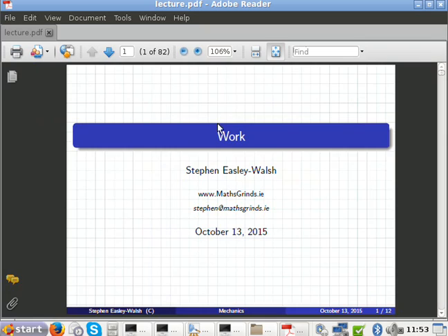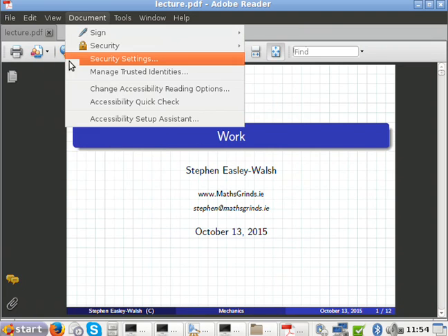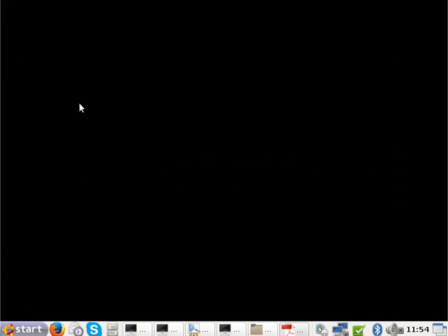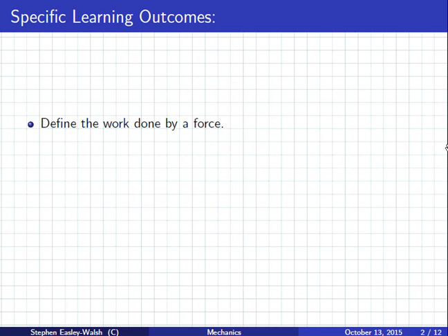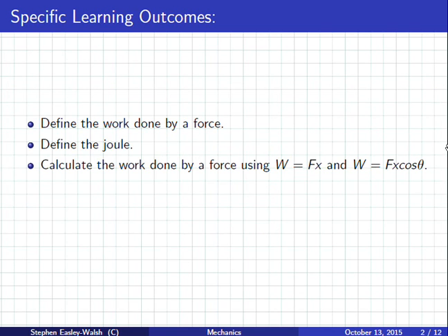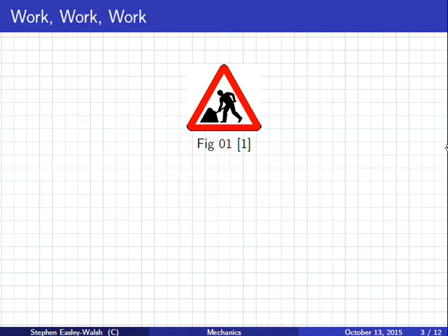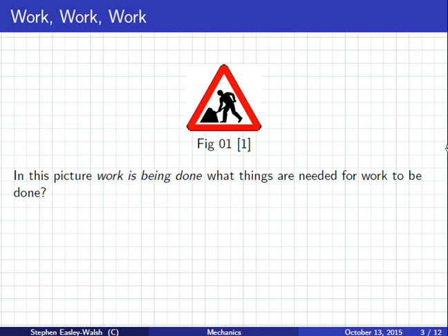So what we're going to look at? Work. Work? Yep. Good old fashioned work. Okay. Right, so in this picture you can see someone working. Yep. Work is being done. So if you look at this picture, we can say he's doing work.